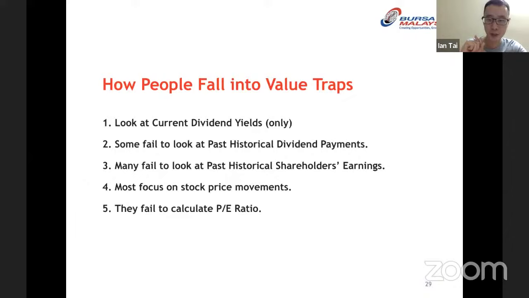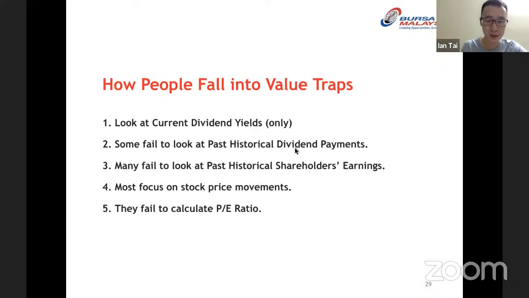And even after they have looked into past historical dividend payments, many more will fail to look into past historical shareholders' earnings. They fail to look at sales, profits, cash flow, and all this kind of stuff. If people don't look into all this, they are even more prone to fall into value traps. So here's what I'm trying to say. Looking at past historical dividend payments is like your first line of defense. But if you look at the shareholders' earnings, where you also look at sales, profits, cash flow, gearing ratio, the balance sheet, that is like a second line of defense. So this is like a two-tier security to avoid falling into value traps.